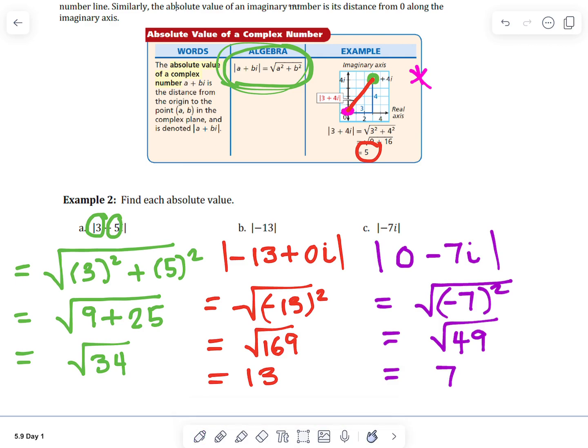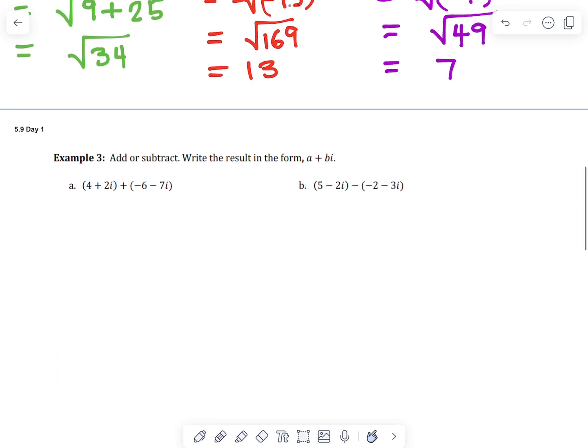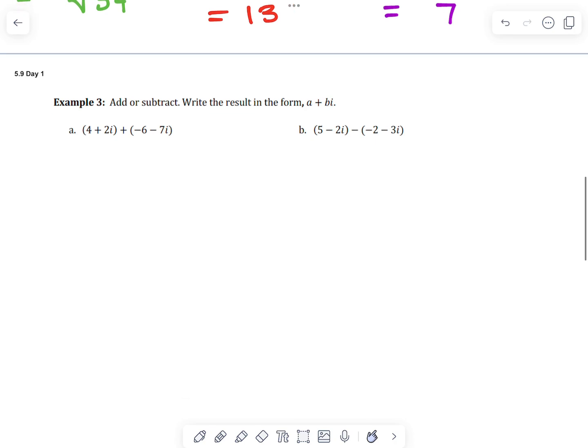So again, the purpose of this is we could find the distance from the origin, 0, 0, to the complex point, and what that distance is. Example 3. Add or subtract the complex numbers and then put the answer in standard form, which is complex form a plus bi. So this is a complex number, and this is a complex number, and we're adding the two complex numbers together.